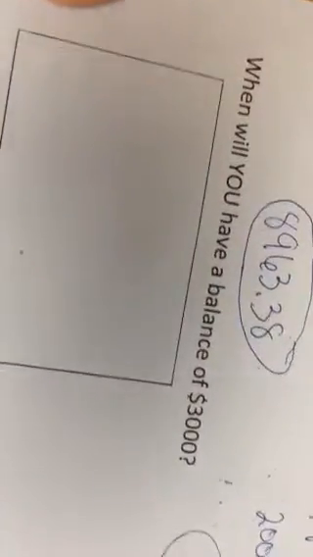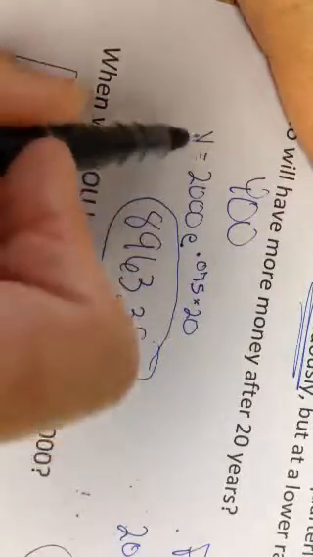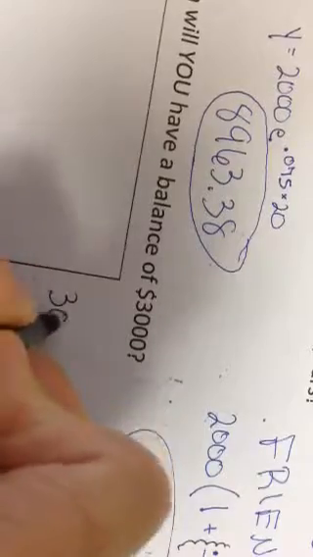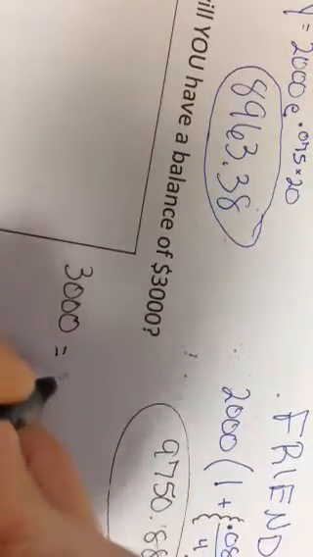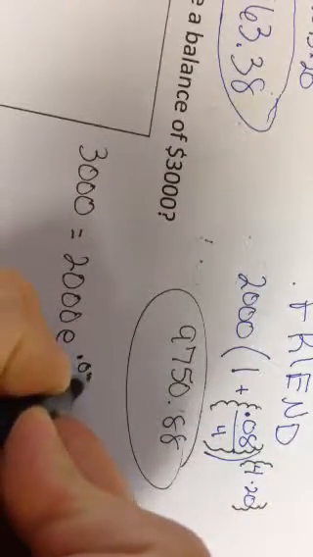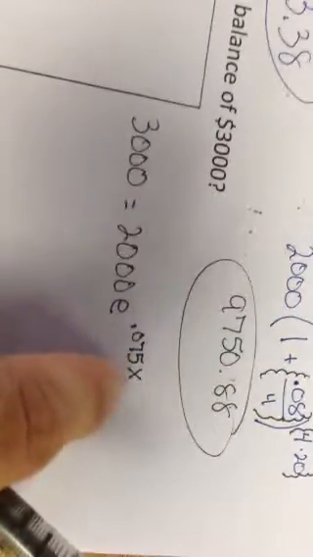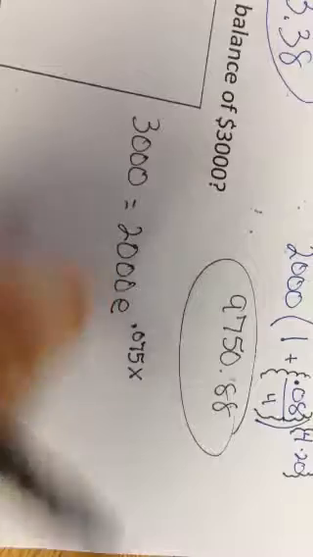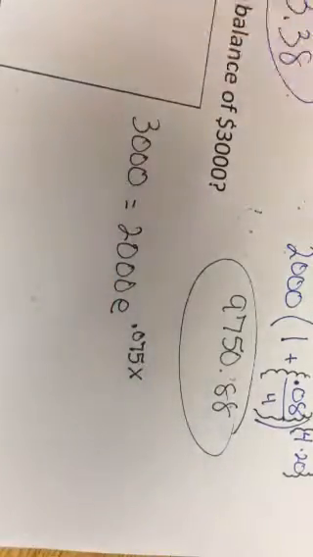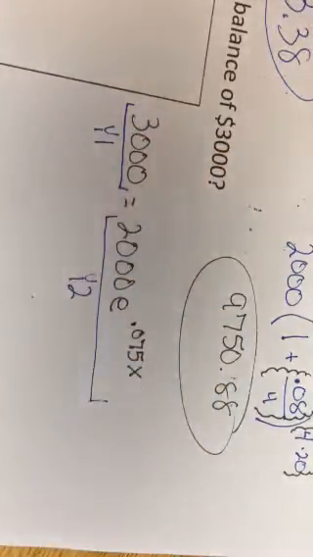All right, so when will you have a balance of $3,000? So I'm going to go back to this equation, and that 3,000 is going to go in for y. And the other side is going to be 2,000 with the E, still at that 7.5%. But now we don't know time, so we're going to put x in there. And as I told you guys the other day, we don't know how to solve for this yet. We just don't get x's own room. This can only be solved at this point with the graphing calculator. So this is going to be y1. That whole side's going to be y2.